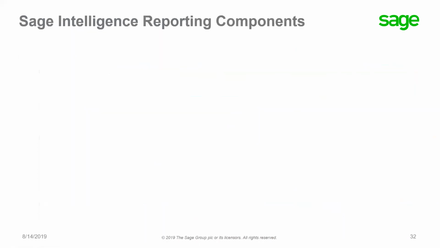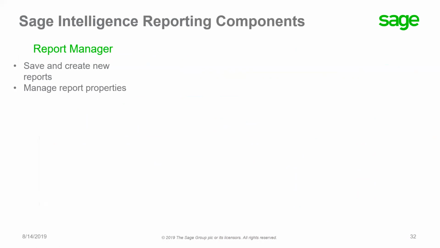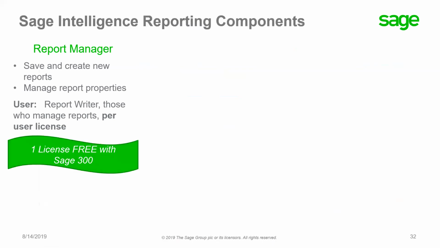So now what I want to do is go through all of the components. As I show you or demonstrate the product, we're going to be looking at some of these components, but I want to make sure you understand how they're used and how they'll benefit certain users. Report Manager, again, is where you're going to run all reports, of course. But that's where you'll save or create new report templates. That's where you'll manage the report properties. In other words, if a report is to be visible by others, if a report is to be sent to a file, etc. That's really where your report writer sits, those who manage your reports. It's a per user license. We give you one free for Sage 300.